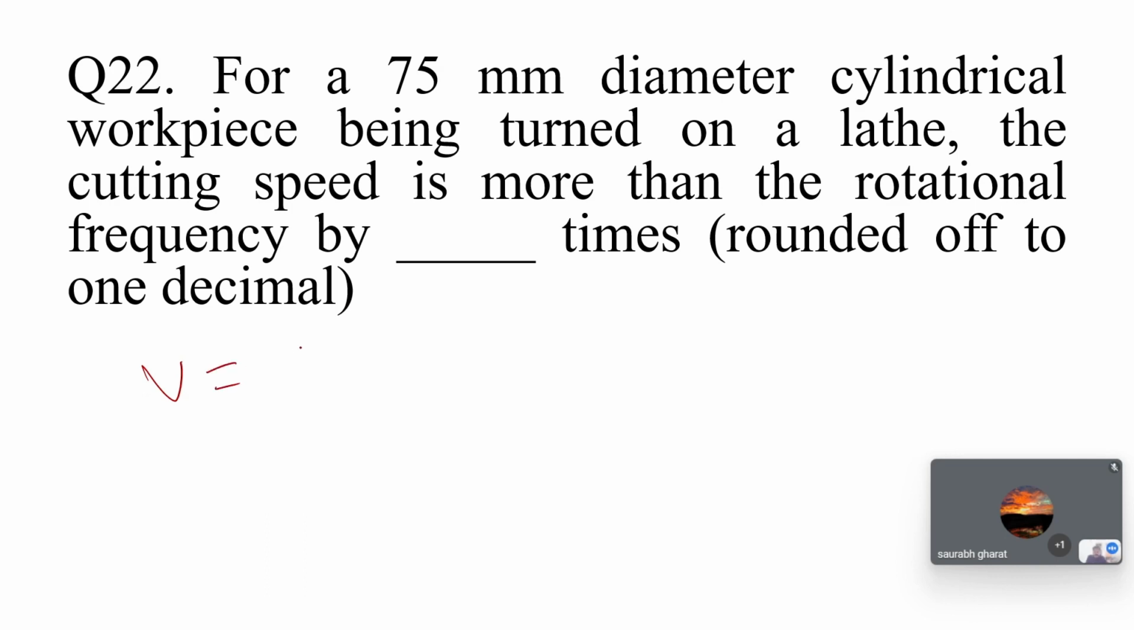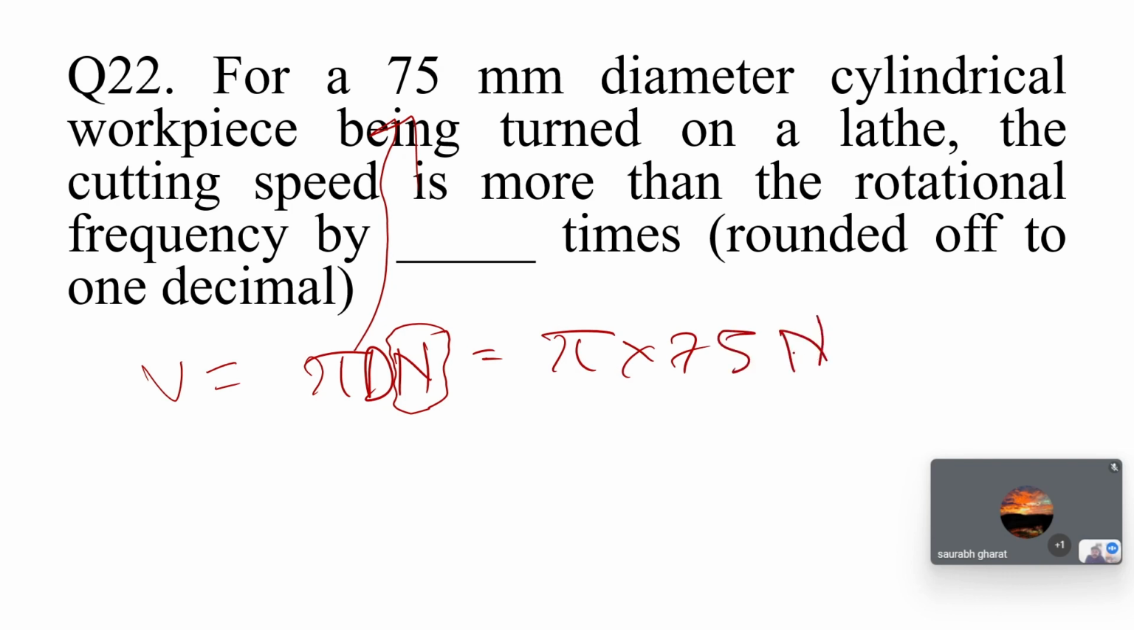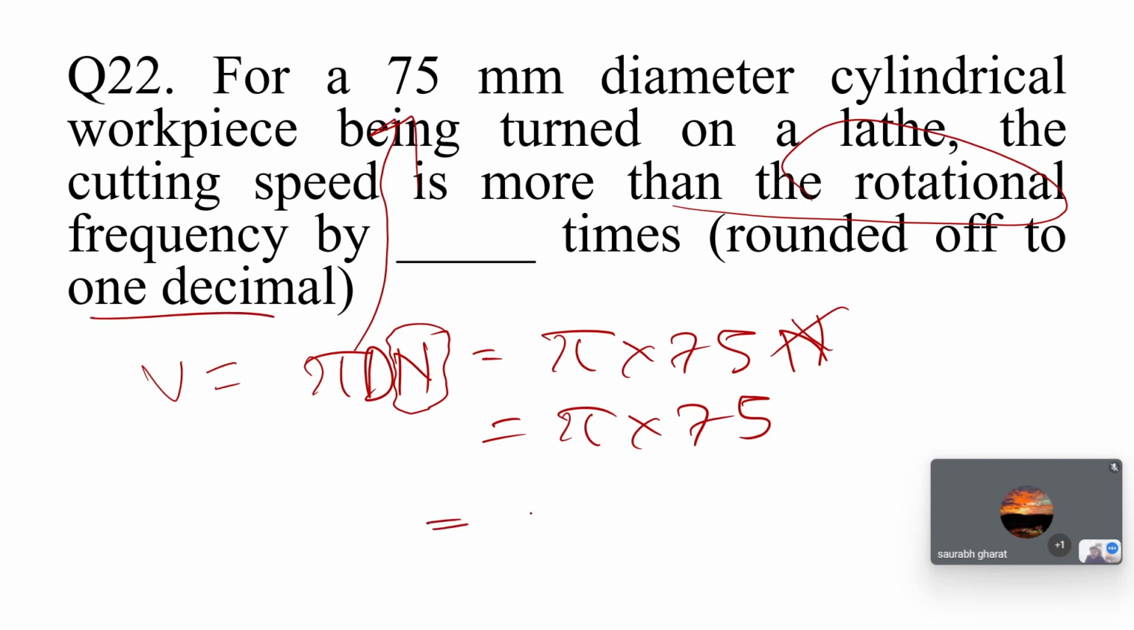In the slides also you get the answer, which is equal to pi d n. So the rotation frequency is n, and you have your d. So what you do here is pi into 75 into n. This is more than the rotation frequency, so n can cancel. So pi into 75 is your actual answer, up to 1 decimal. So the answer is 235.6.